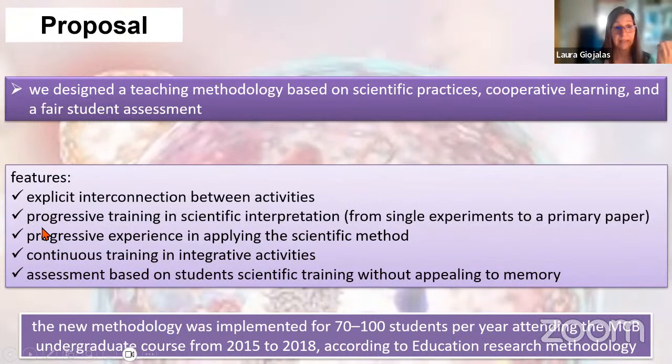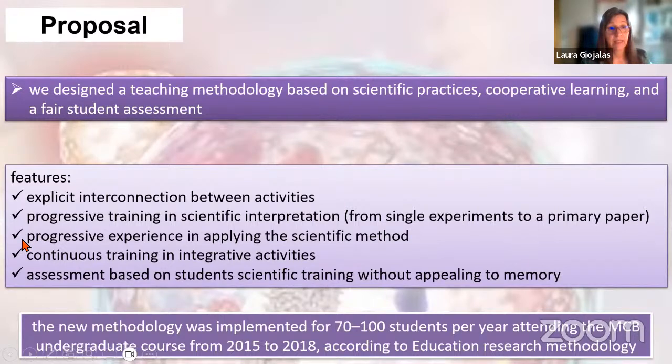Another feature is that there is a progressive training in scientific interpretation. What it means is that it is a step-by-step progressive training. So we started with very simple scientific experiments. At the end of the course, we finish with the analysis of a primary paper that they have to do by themselves.